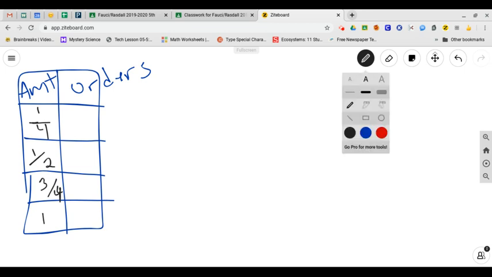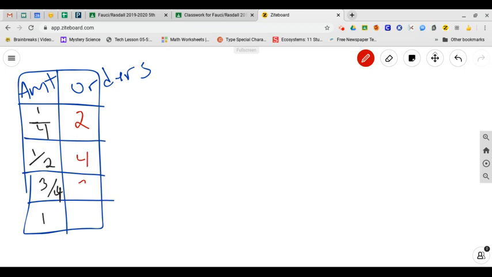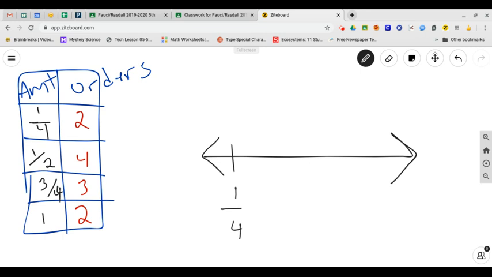Okay, and then let's look at if we had. There were 2 that ordered 1/4 pound of cheese. We had 4 that ordered a half pound of cheese. We have 3 that ordered 3/4 pounds of cheese, and then we had 2 that ordered a pound. So if I'm making my line plot from scratch, first thing I'm going to do is make my graph. I'm going to start with the smallest number that I have, which is 1/4, and the biggest number that I have is 1.